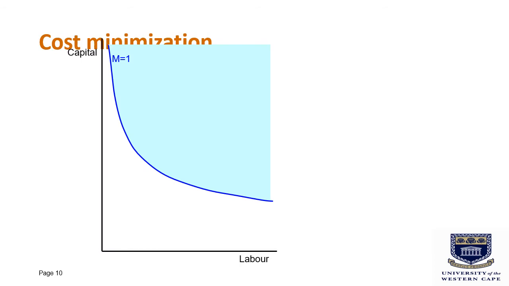So let's now move to the cost minimization step. This was the first step of profit maximization. I have an isoquant, M equal to 1, given. So this is where we're limiting output equal to 1. Now we're going to try to find the lowest cost that we can incur to produce this quantity.